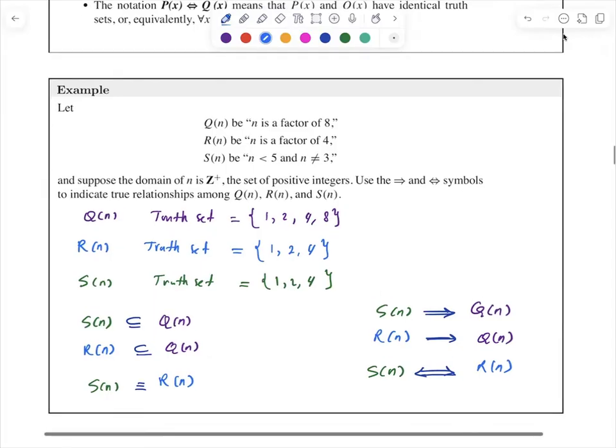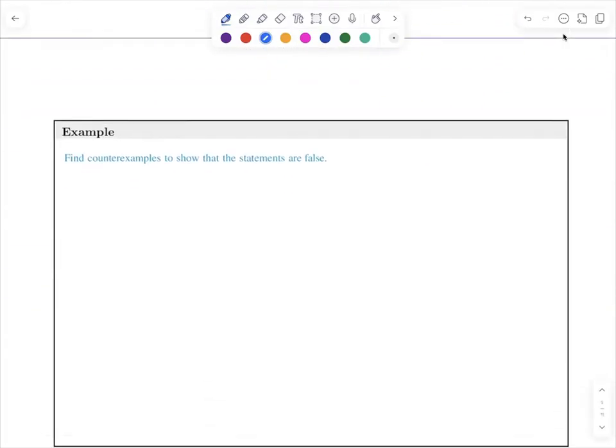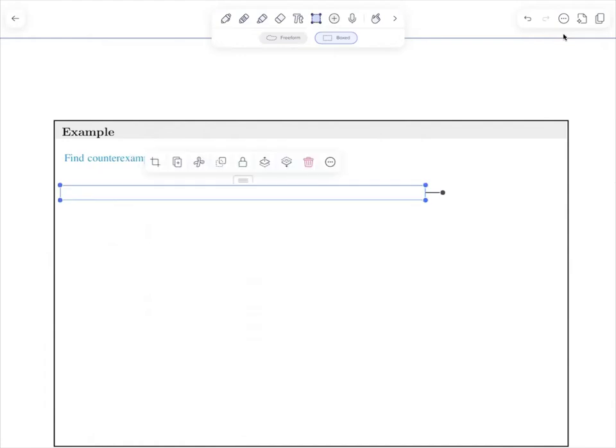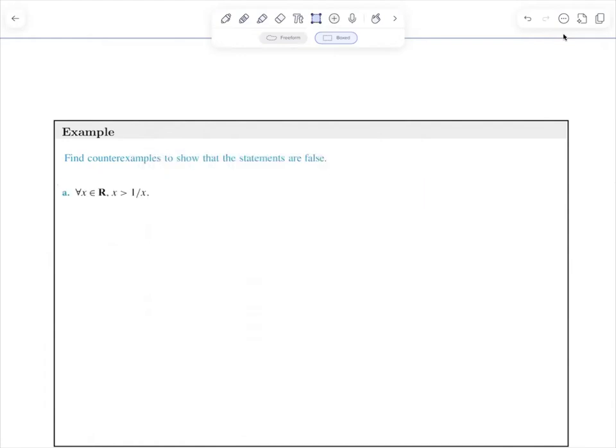More practice for you, everyone. We want to find counterexamples to show that the statements are basically false. So let's take a look at our very first statement, saying that for every real number, if you take any real number, it doesn't matter who's choosing this real number, x is more than 1 over x. Can we find a counterexample? Well, we have many possibilities for the counterexample here, right? Each one of you can come up with a counterexample here.